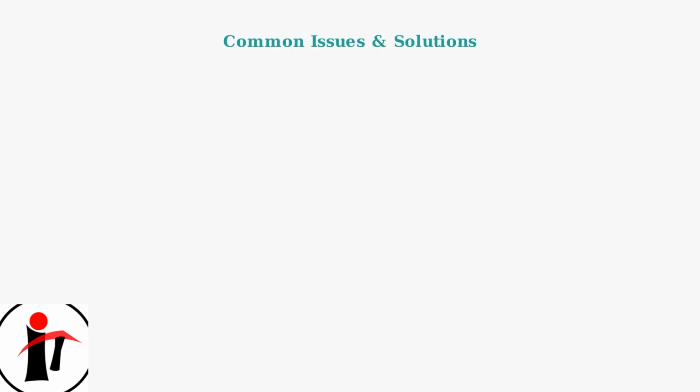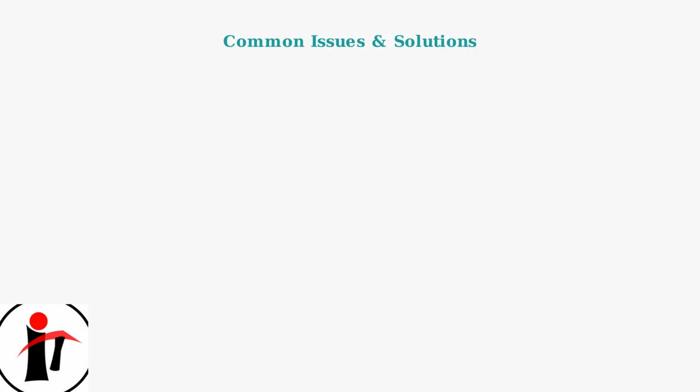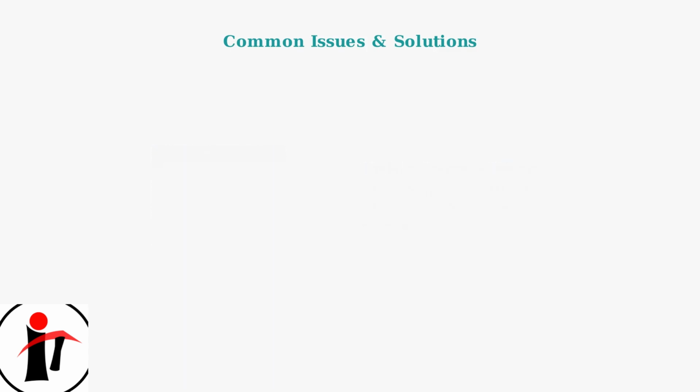If you're experiencing issues getting 144 Hz to work on your Sceptre monitor, here are the most common problems and their solutions. First, check your cable connection. The most frequent issue is using an incompatible cable or loose connection. Second, ensure your graphics drivers are up to date. Outdated drivers are a common cause of refresh rate problems.